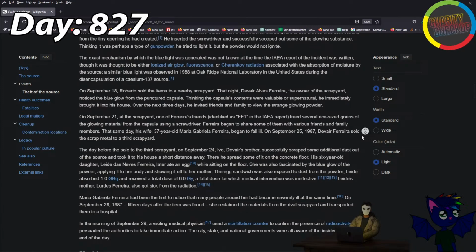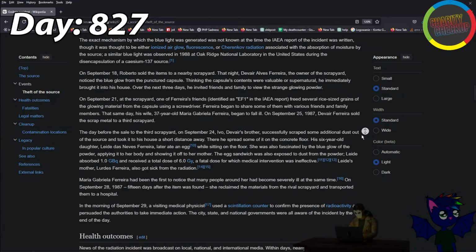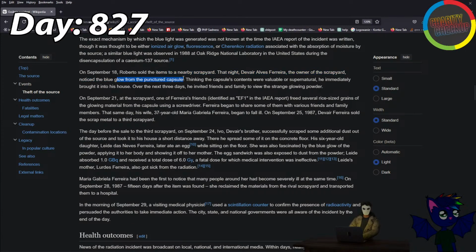Sold the item through a nearby scrapyard. Noticed the blue color from the pictured capsule, and thought it was valuable or supernatural. This is so dumb. So this is basically like a chain of people where each one just saw a blue glowing powder and then took it into their own home thinking it was magical or valuable. Or both.